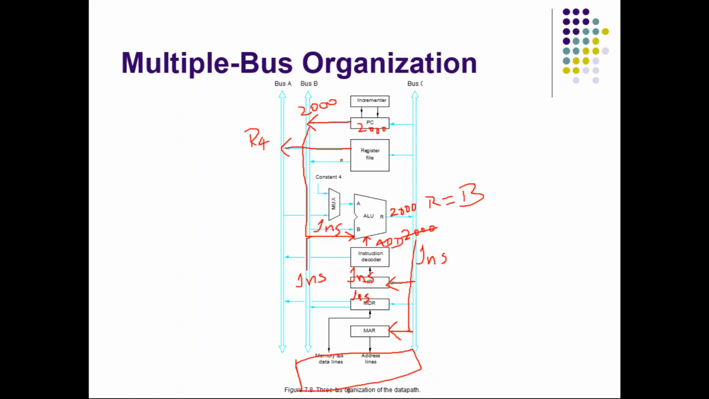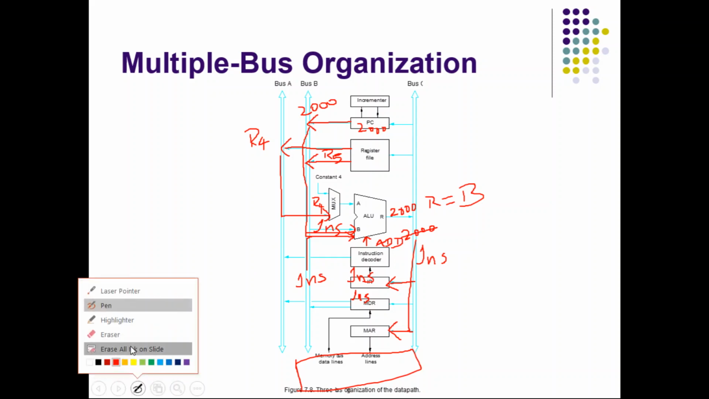R5 out B means whatever content is available in R5, that will be moved to bus B. Now bus B contains R5, and bus A contains R4. Bus A is nothing but one of the inputs of the multiplexer, so here R4 is available, right? And bus B is nothing but the B input, so here R5 is available.